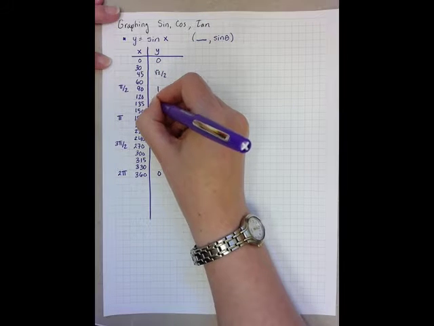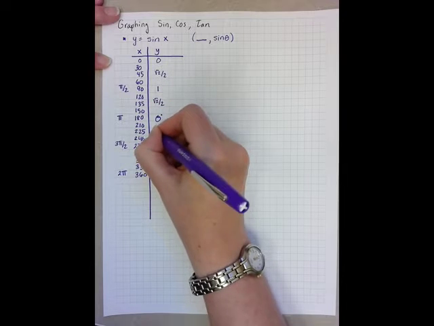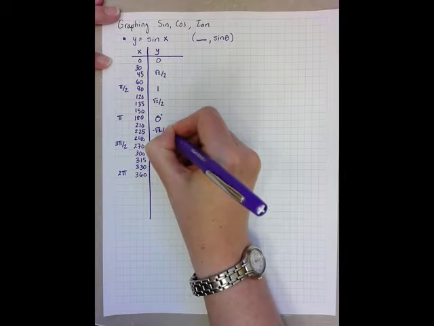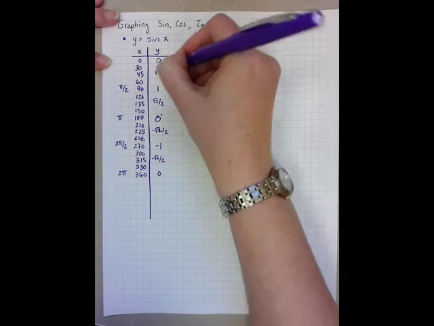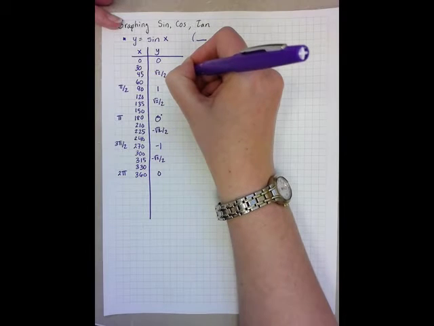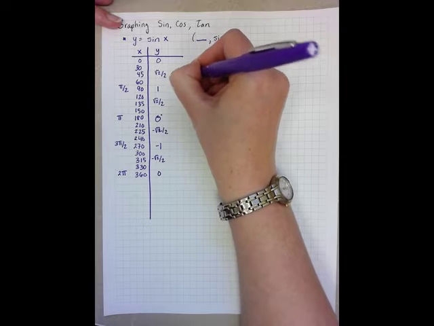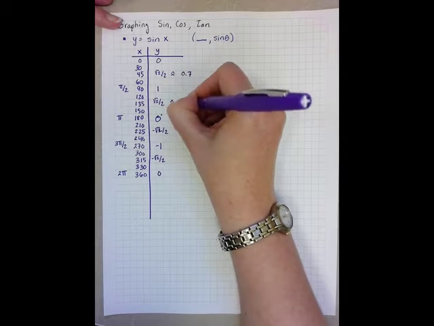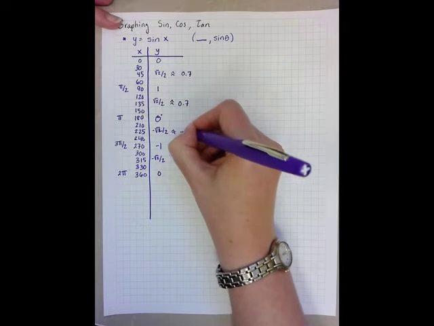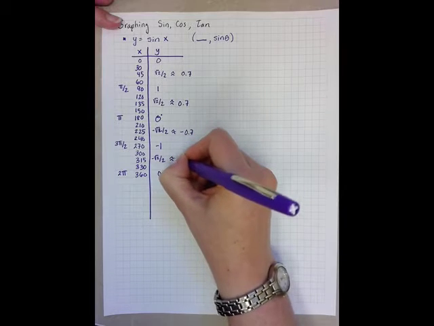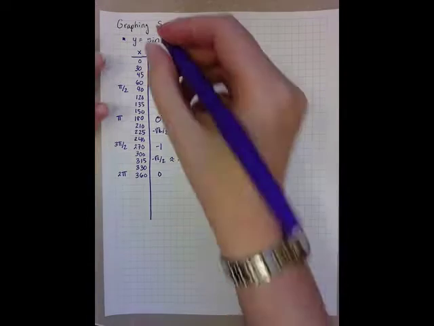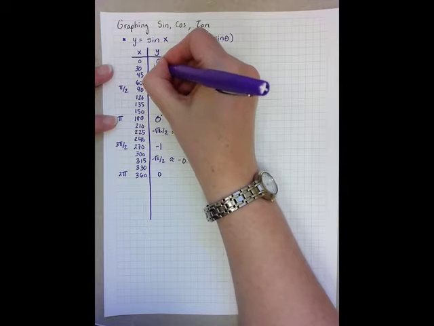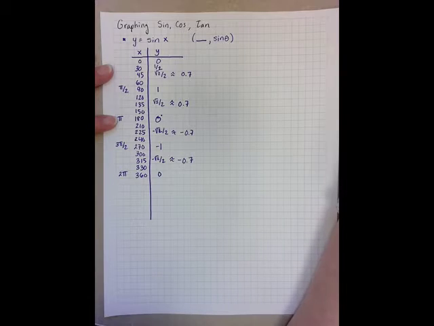Sine is positive in the second quadrant, but it is negative in the third and the fourth. And if I get an estimated value here, this is approximately 0.7, approximately 0.7, approximately negative 0.7, and approximately negative 0.7. For my 30, 60, 90, for the 30, my y-coordinate is always the 1/2.